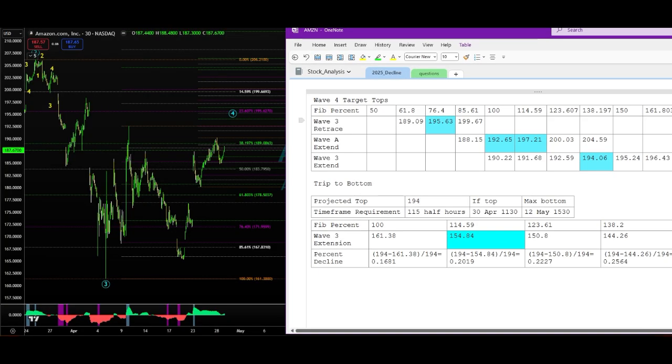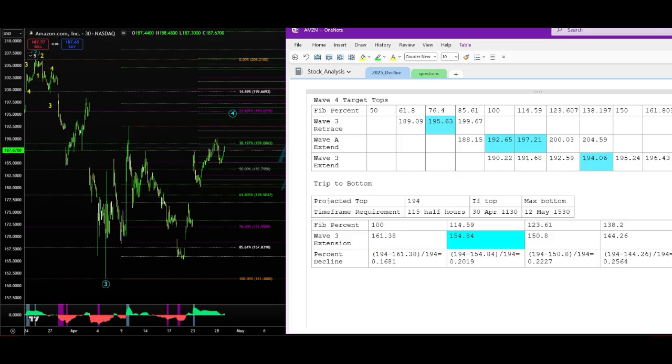Bring this back in. Wave 3 retracements. The key levels were 189, 195, 199. Wave A levels, 188, 192, 197. And then wave 3 extension, I had something in common here at 194, so I'm going more with the 194. I think that's more realistic in the time frame allotted, especially because Amazon's been trading up and down with the market. So if it's going to stay in line with the market topping based on the symbols that we've seen so far, it'll probably top within the next day and a half or so.